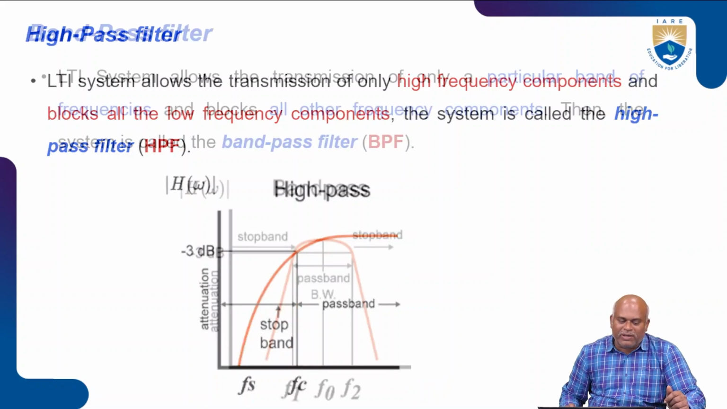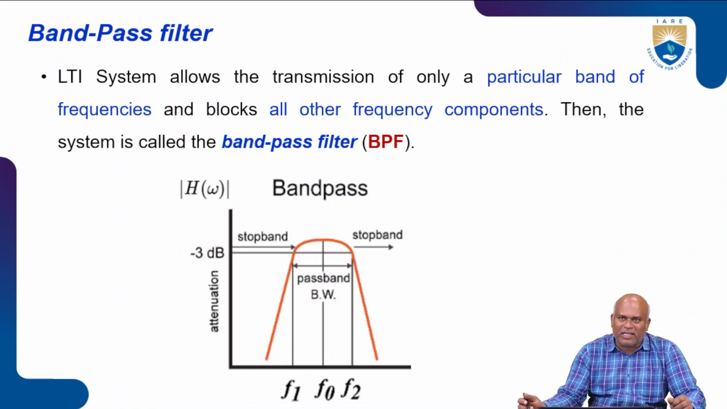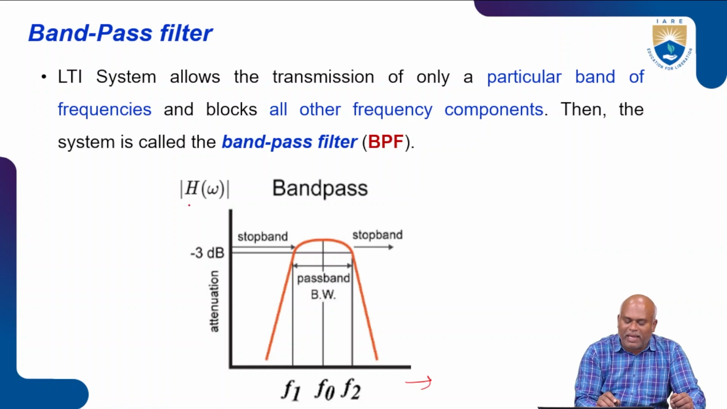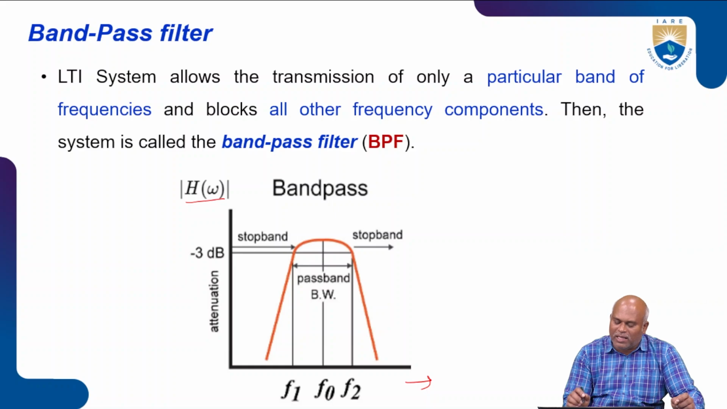Next case, we go for the band pass filter. If an LTI system allows transmission of only a particular band of frequency and blocks all other frequency components, then the system is called a band pass filter. Now we take the Fourier transform only. We should draw the magnitude response H of omega, as a function of omega or f equal to omega by 2 pi.